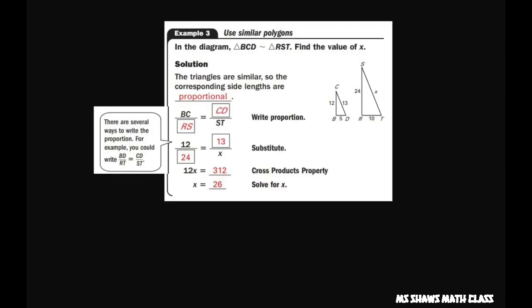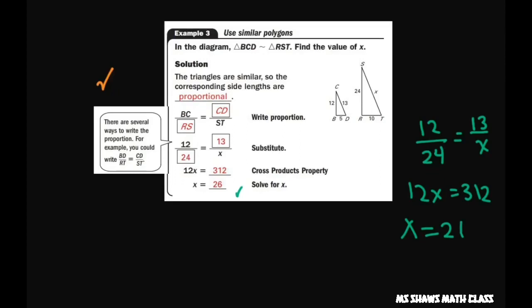All right, and the next one, here's another example. The triangles are similar, so the corresponding side lengths are proportional. And we need to write a proportion. And we can write them different ways. Of course, we did that in the last lesson. So BC is to RS, so we have 12 is to 24 as CD, 13, is to X. And you cross multiply, you get 12X equals 312. And you just solve for X. Again, they have it. X is 26. So that just regards your similar polygons or triangles in this case.